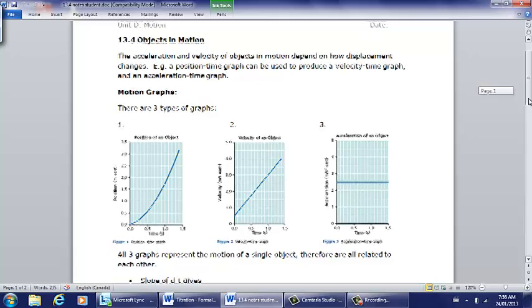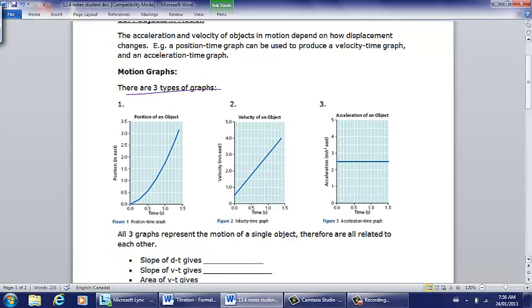There are 3 types of graphs illustrated here. You can have a distance versus time graph or a position versus time graph to show the motion of an object. You can have a velocity versus time graph or an acceleration versus time graph. All 3 of these graphs represent the motion of a single object. They're all showing the same thing.